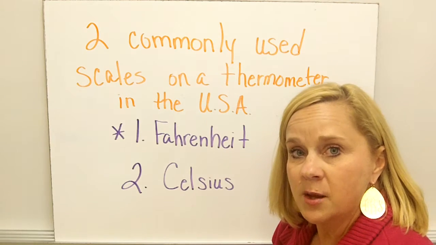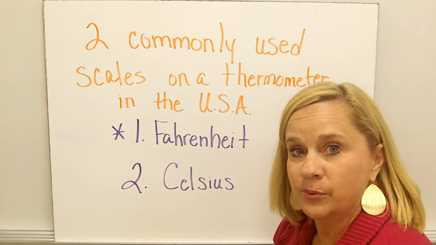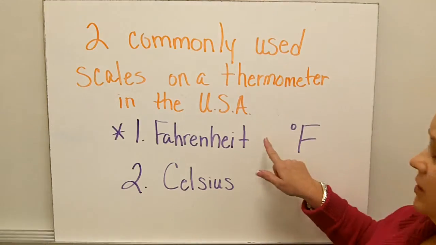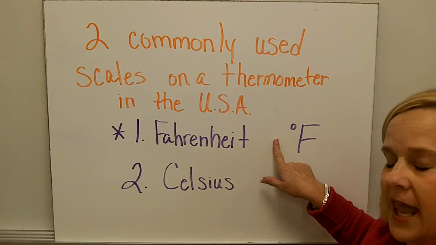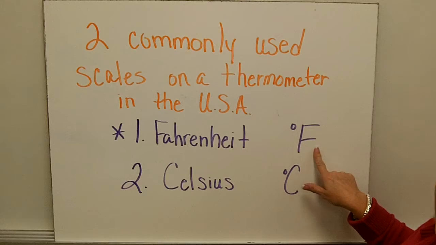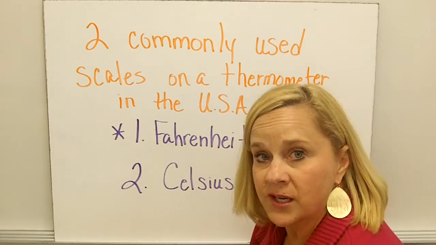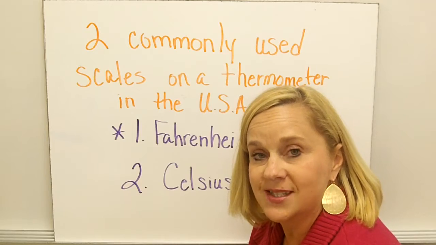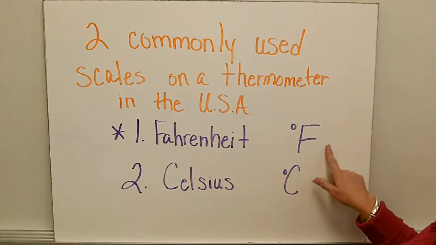And when we're talking about measuring in Fahrenheit and we're recording that temperature, we use the number that our thermometer or our gauge reads, degrees Fahrenheit. And when we're talking about Celsius, we use the degree symbol, and then we use a capital C to stand for Celsius, like you see here.